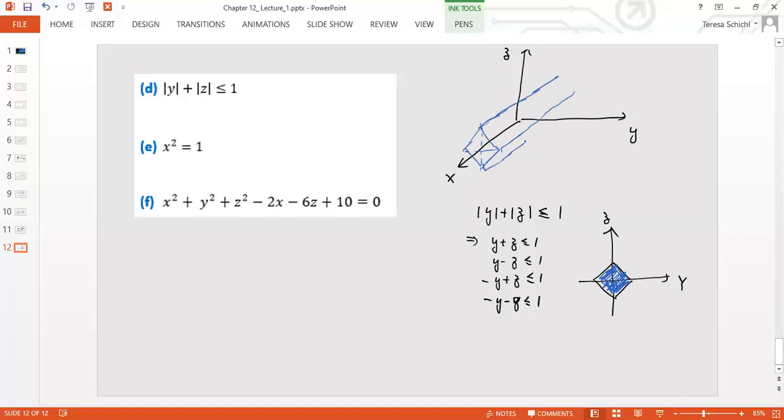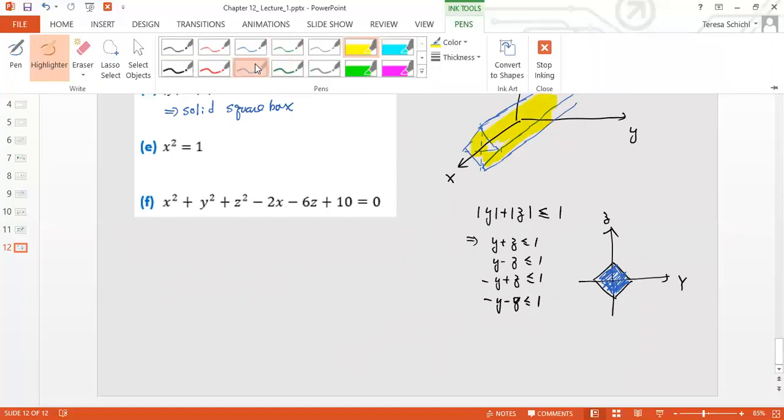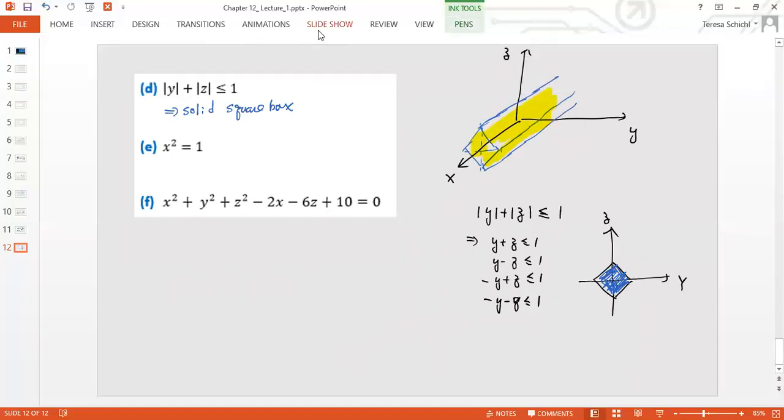Did you see here? So you will have a solid square box, right? This one will give you a solid square box, something like in here. This is a solid square box, and it is parallel to the x-axis. Correct? All right.